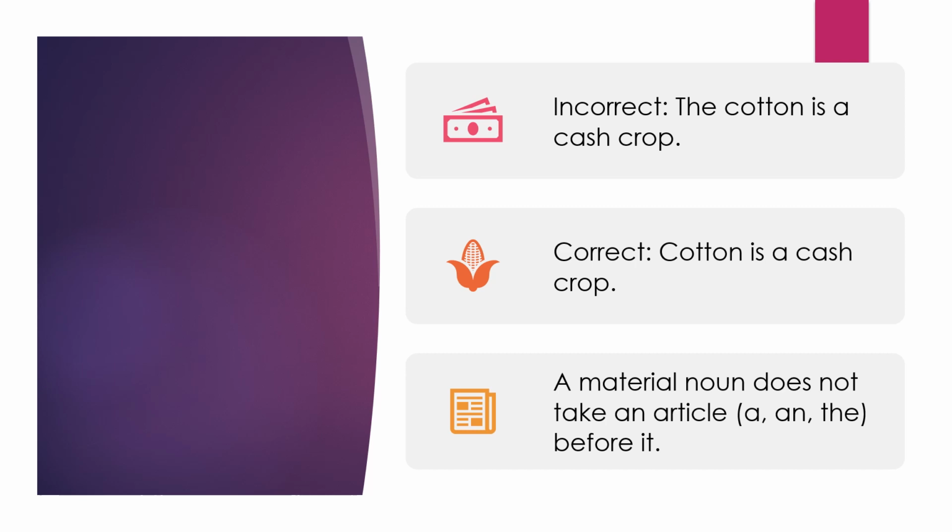The cotton is a cash crop. Whenever you have any abstract noun or any material noun, and here cotton is a material noun, using that material noun we make finished goods, finished products. So whenever you have any material noun or abstract noun in a sentence, it will never take any article before it. We'll have to remove this "the" to make the sentence correct. So the correct sentence will be: cotton is a cash crop.